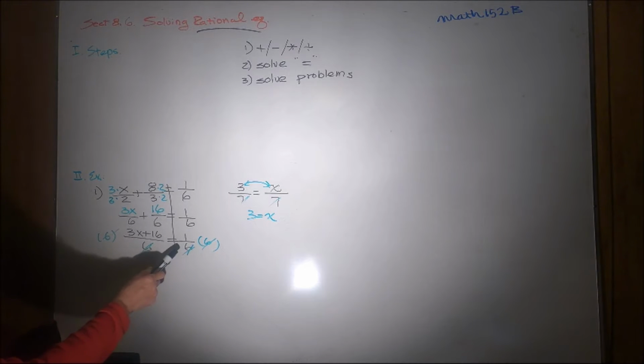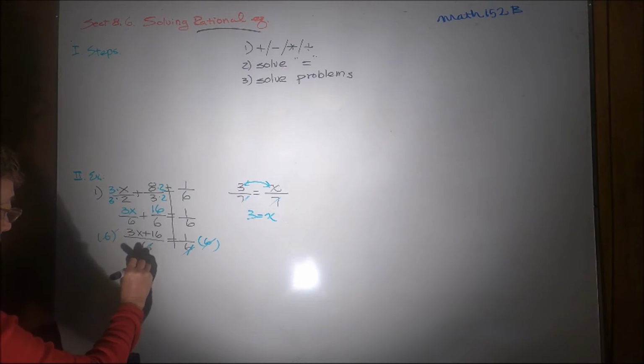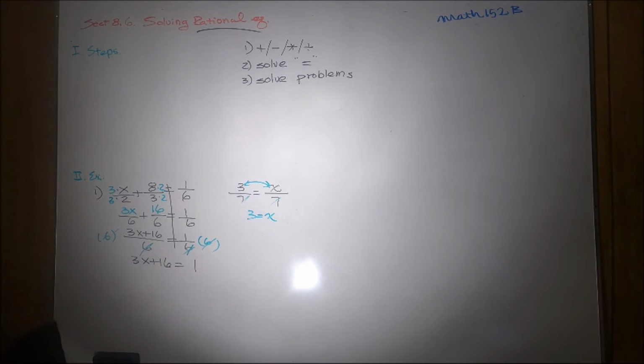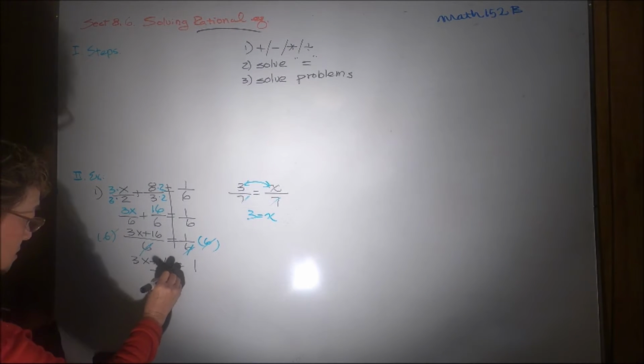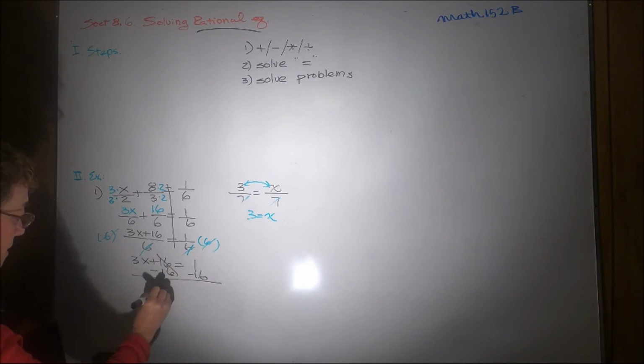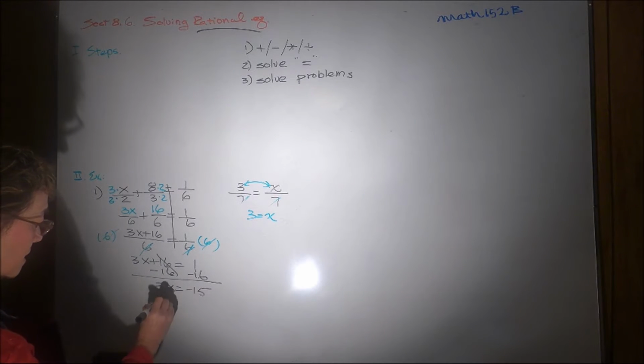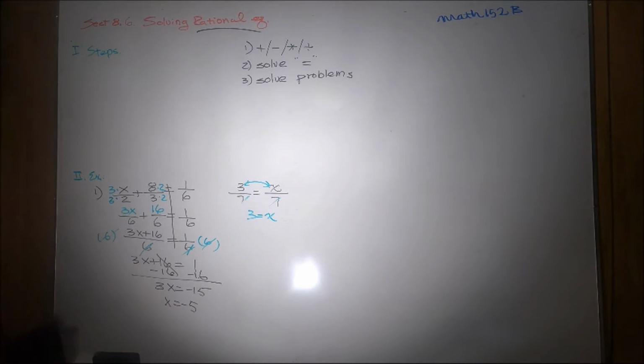If you have the same denominators, you can just make the numerators the same. Now it becomes a linear equation. So 3x equals -15, and x divided by 3 will be -5. Then you plug back in and check the answer. Okay, so that's the idea. That's one approach we can use.